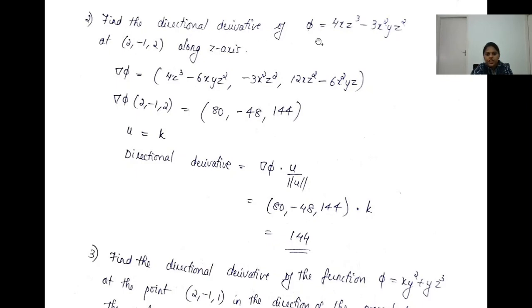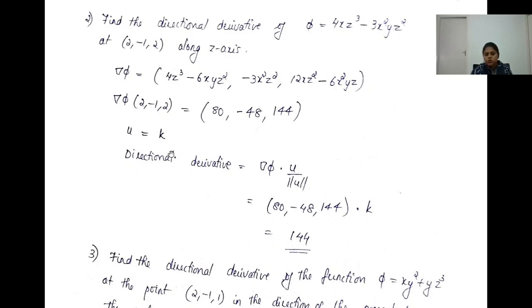First we find del phi. For calculating the directional derivative, you need del phi and the unit vector in the given direction. Del phi at (2, minus 1, 2) is (80, minus 48, 144), and the direction is along the z axis. So I am taking u as k, the unit vector in the z direction. Now the directional derivative is del phi dot u by mod u. So mod u is 1 itself because this is a unit vector.